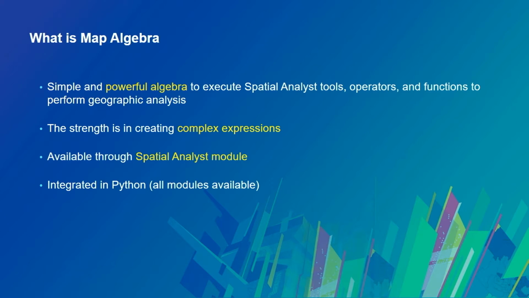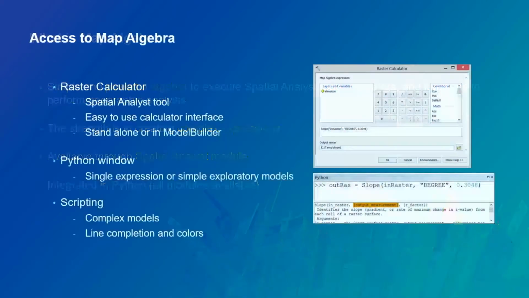And where is it available? In the extension toolbox, it's easy to find, right? It's under Spatial Analyst tools. But in Python, where is it coming from? It's coming from a module called the Spatial Analyst module, and of course, short and sweet, the SA module, right? And it's integrated in Python. All modules are available, right? So now let's move on.